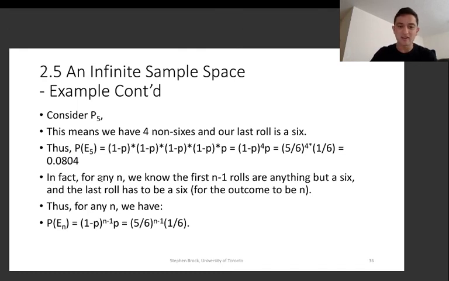In fact, for any n, we know the first n minus 1 rolls are anything but a 6, right? Because the first 6 we get is the last roll. So the last roll has to be a 6 for the outcome to be n. Thus, for any n, we have the probability of En is equal to (1 minus p) to the power of n minus 1 times p, which is equal to (5/6) to the power of n minus 1 times 1/6.